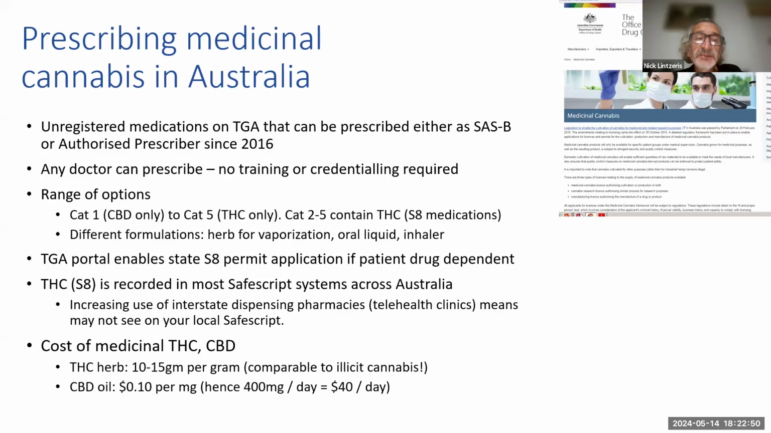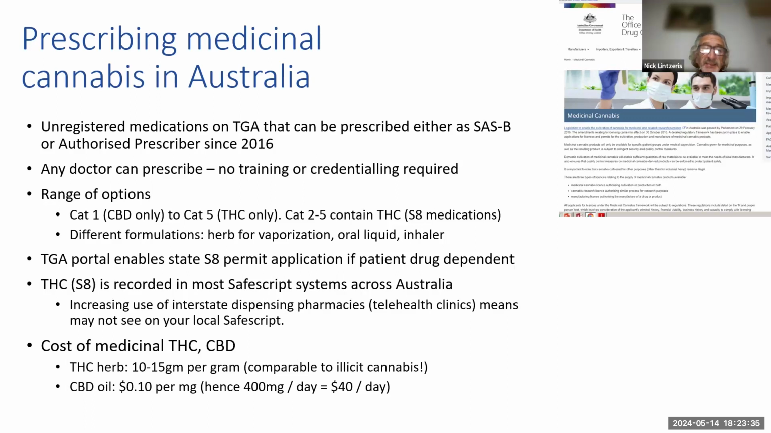permit. THC is an S8, and so it is recorded in most SafeScript systems across Australia. There are some dispensaries that don't behave like a pharmacy. They're more of an integrated model, and some of those don't seem to be using SafeScript. Also, remember, SafeScript is a state-based piece of software. So when I look into my SafeScript, I can see what doctors and pharmacies have prescribed and dispensed in New South Wales. However, if a patient has had medication dispensed in another state, that won't show up in the New South Wales SafeScript. And what we're seeing increasingly in Australia is the emergence of a range of telehealth clinics.